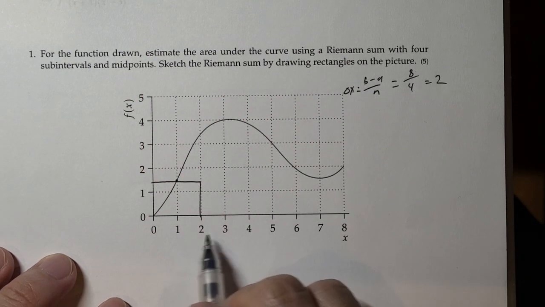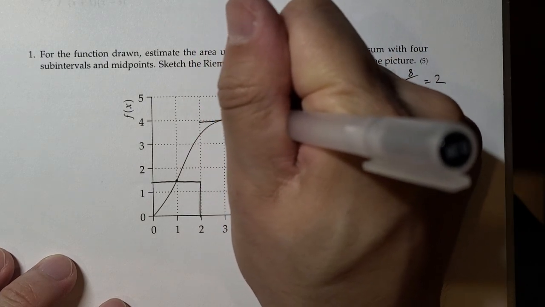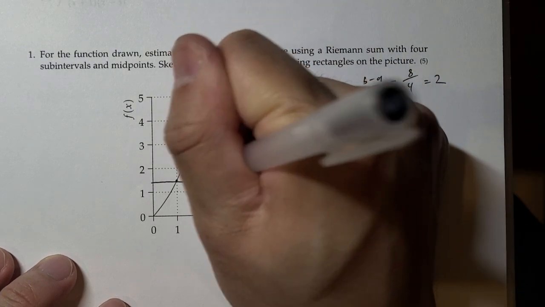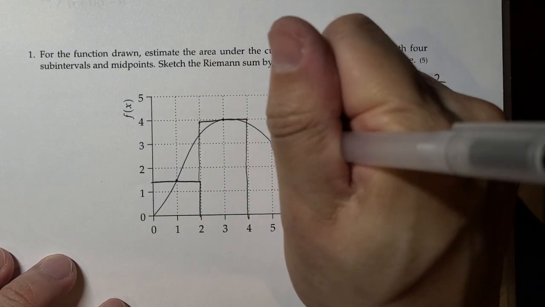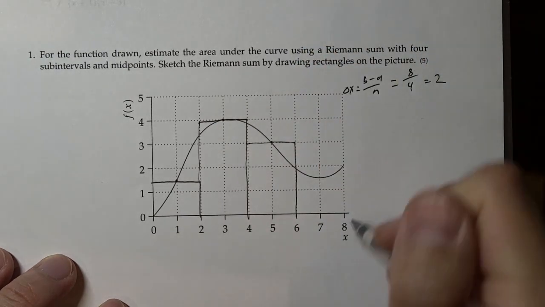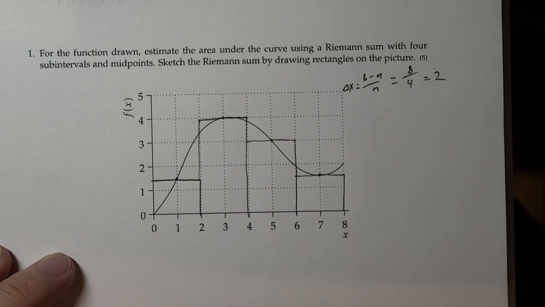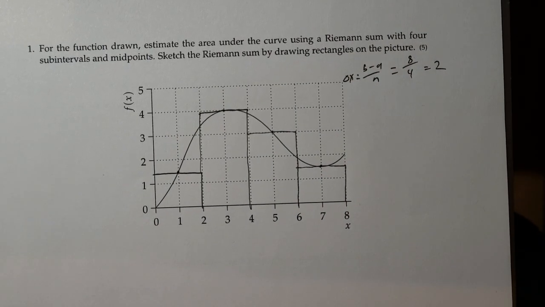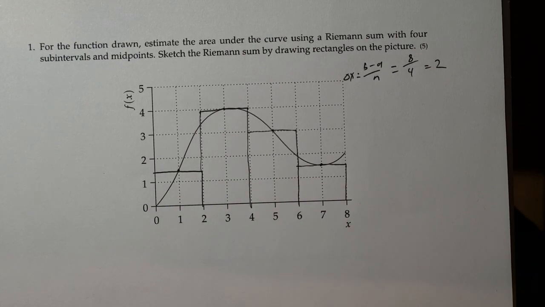Okay. From 2 to 4, the midpoint is 3. So we will do something like this. 4 to 6, the midpoint is 5. 6 to 8, the midpoint is 7. This would be our Riemann sum approximation, the area of these 4 rectangles.